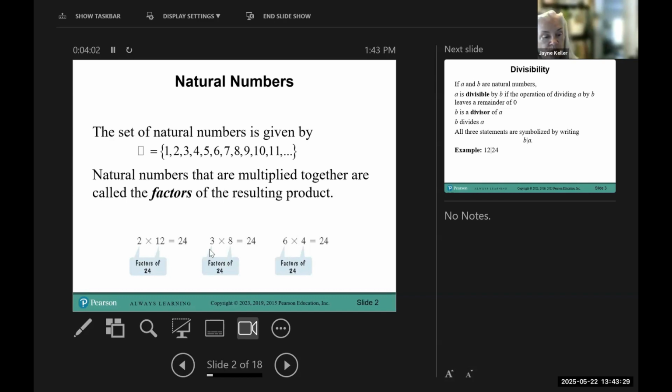We can also get 24 by multiplying 3 times 8. So the factors are 3 and 8. And 6 times 4. Can you think of another way? I noticed that I could have also said 1 times 24. So 1 times 24 would be another way. So that gives us all of the factors of 24 then. We have 1, 2, 3, 4, 6, 8, 12, and 24. So remember, factors are numbers that we multiply together, and the result is called a product.